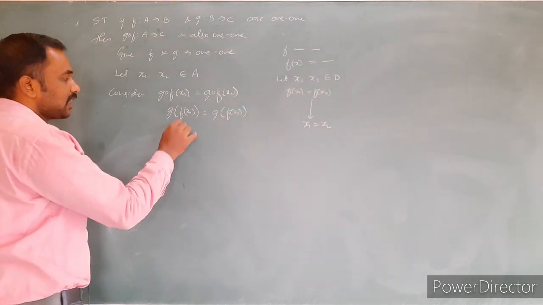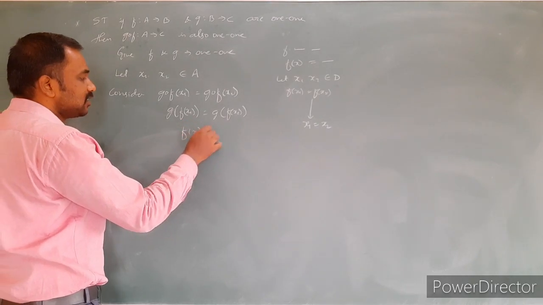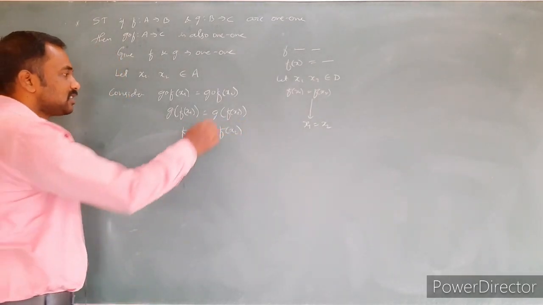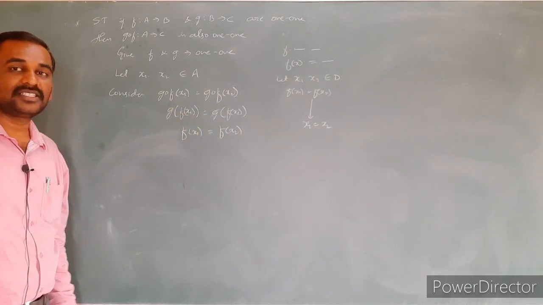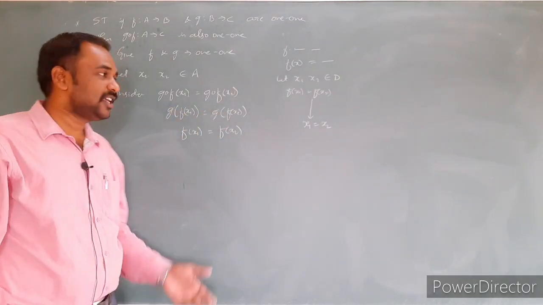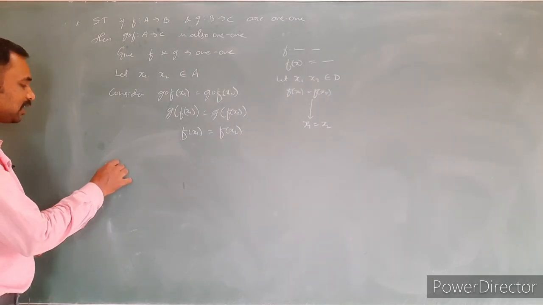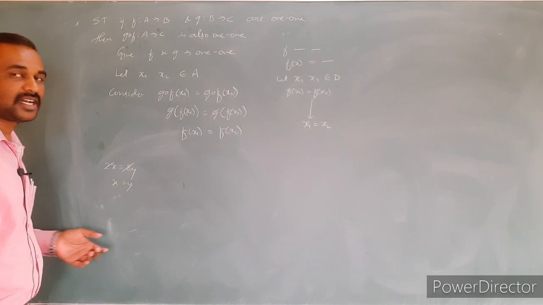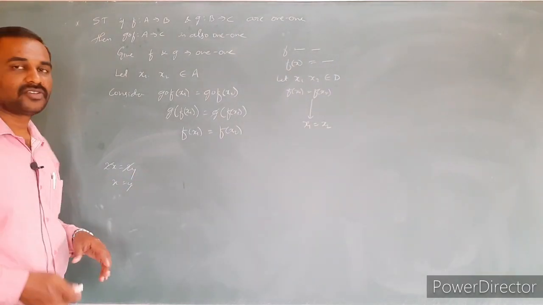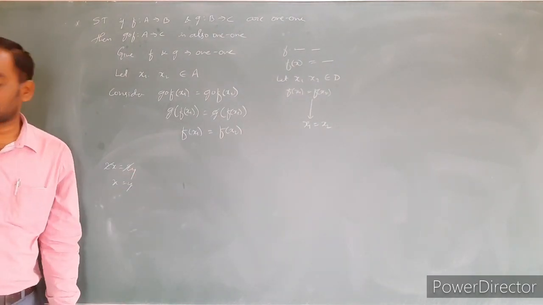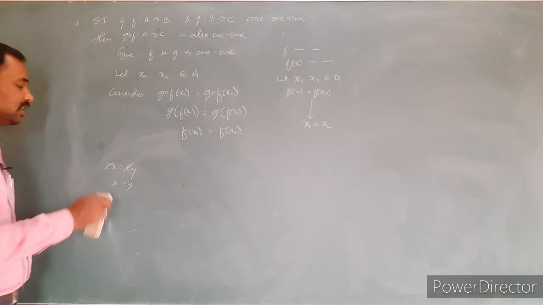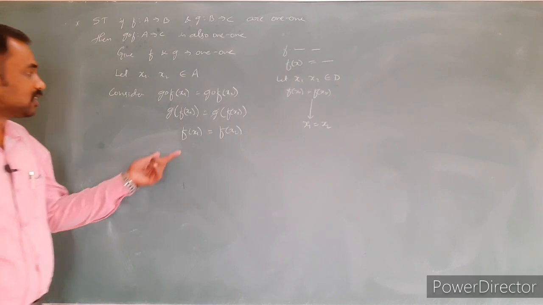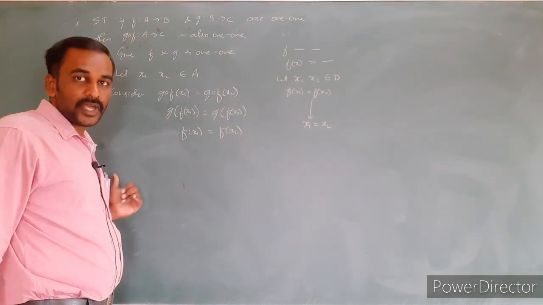Now, what can we write next? Can I write f of x1 equal to f of x2? Here g gets cancelled. How does g get cancelled here? Usually in algebra, if 2x is equal to 2y, then the 2 gets cancelled and you write x equal to y. In algebra you do that, because it is a constant and the same constant can be cancelled. But here it is a function, so it is not the algebra way.